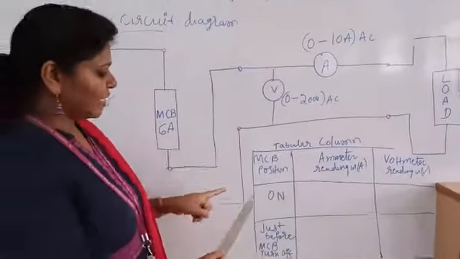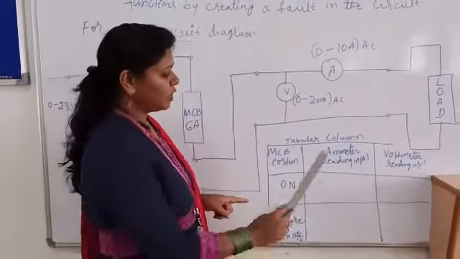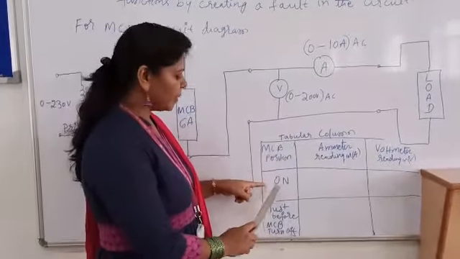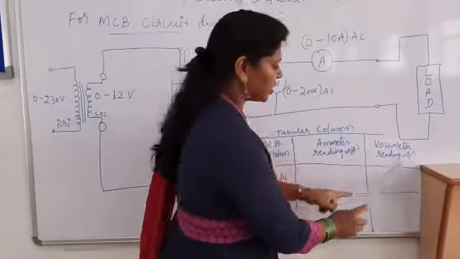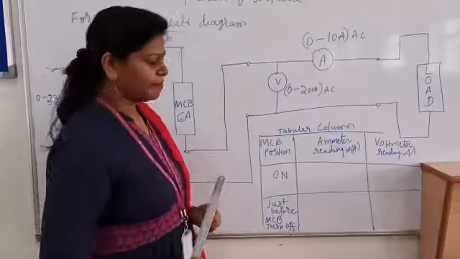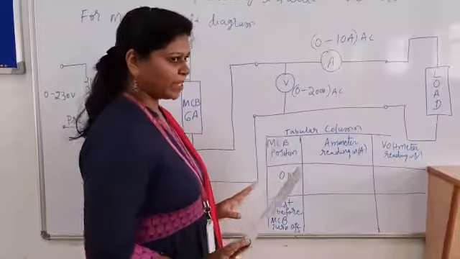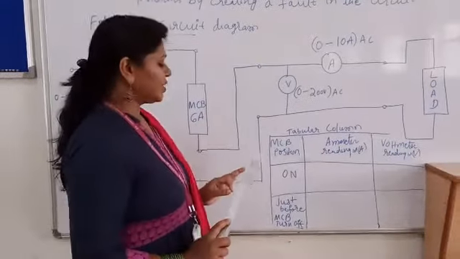Under MCB position, there are two cases where we have to observe the ammeter reading as well as the voltmeter reading. The first case is when the MCB position is on: we take the corresponding ammeter and voltmeter readings. Initially we take these as soon as you turn on the power supply, and note down these two.